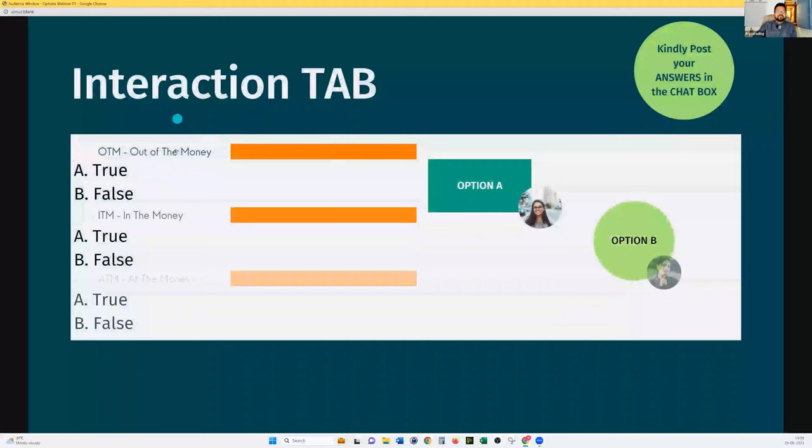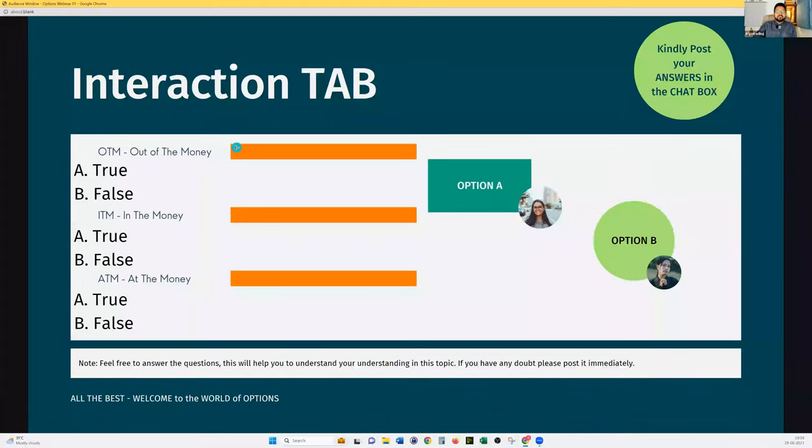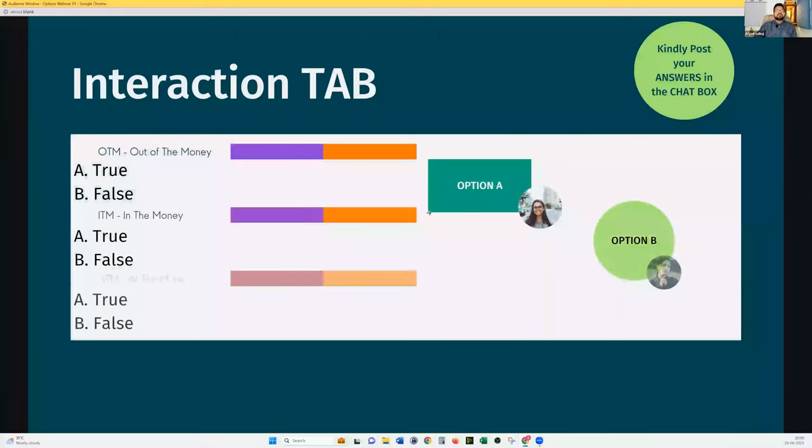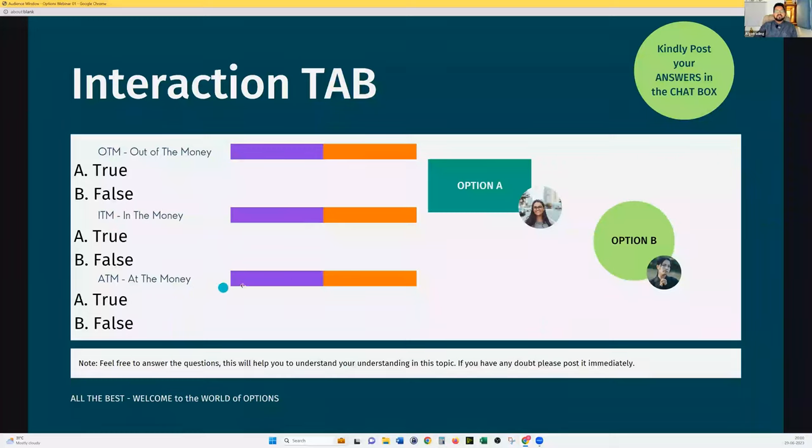Okay. So now you guys let me know. OTM, out of the money options, has only the extrinsic value, the orange color denotes extrinsic value. True or false? OTM has only the extrinsic value, true. In the money options will have only the extrinsic value? False. Because in the money options will have both the intrinsic value as well as extrinsic value. Okay, ATM will have what? Only the extrinsic value or the intrinsic value? Exactly. It's going to be true. ATM is going to have only the extrinsic value. Now you guys tell me. OTM, true or false? In the money, true or false? ATM, true or false? Come on, guys.